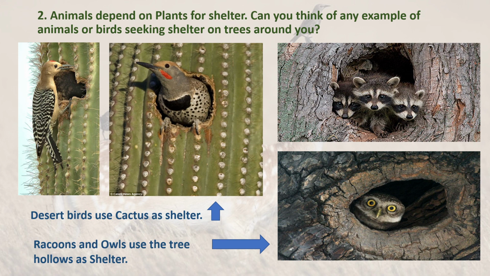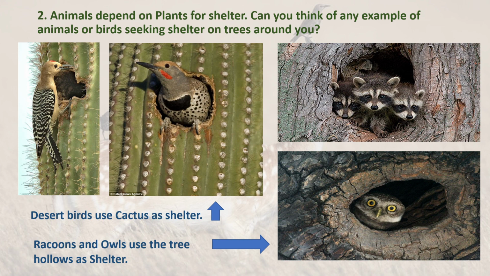Next, why animals depend on plants is because animals need shelter. Okay, what is your shelter? What do you call your shelter? So where do you live? In a home, correct. So like home is your shelter, other animals need shelter too.